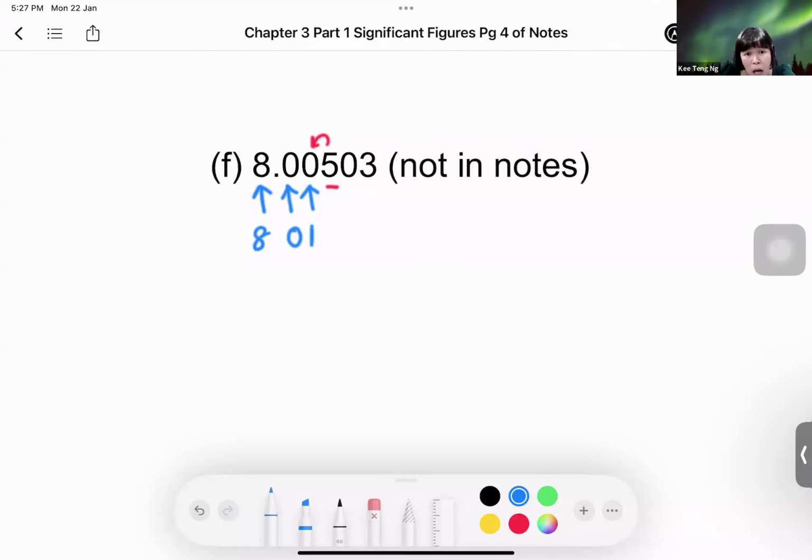And this number will become 801. How do I put this number in the correct place? I need to add the decimal place. But let's check. Do I need to add in more zeros at the back? My question asked me for 3 significant figures. I have 1, 2, 3. I already met 3 significant figures. So do I need to add any more zeros at the back? No need. So this will be 3 significant figures. Have you gotten the answer?